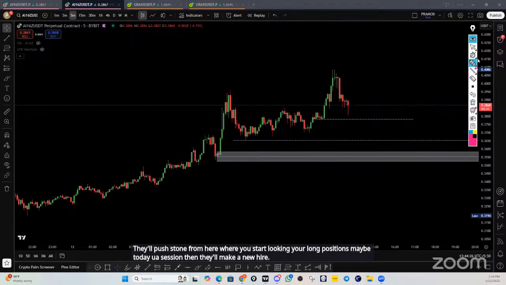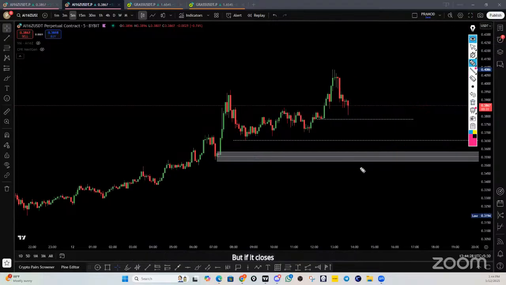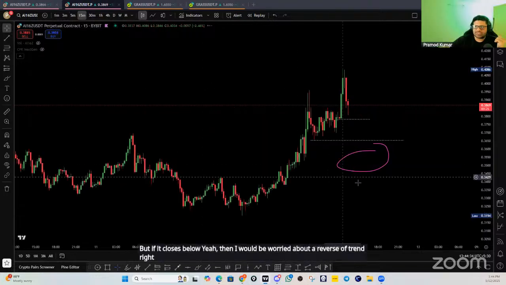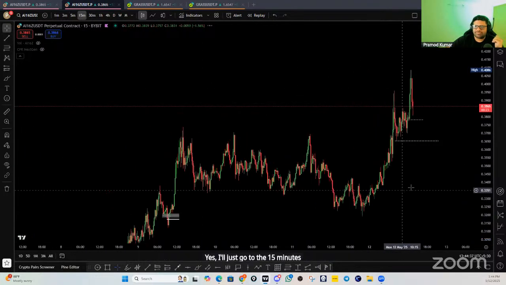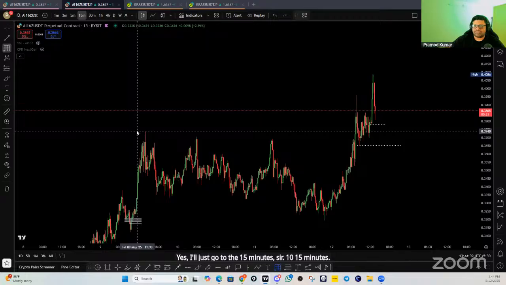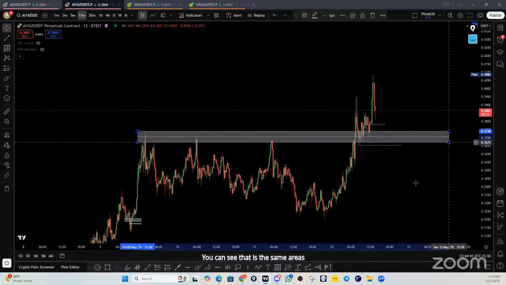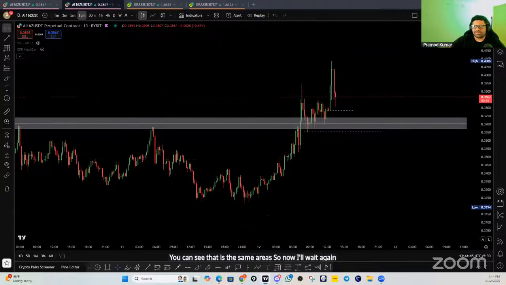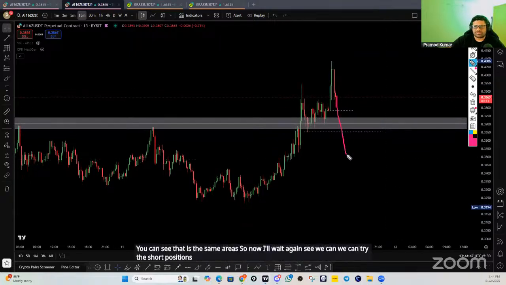But if it closes below, then I would be worried about a reversal of trend. Or I'll just go to the 15 minutes, sir. In the 15 minutes, you can see that it is the same areas. So now I'll wait again. We can try the short positions. Once it breaks this level, we'll wait for retracement, then we'll join the sell side.